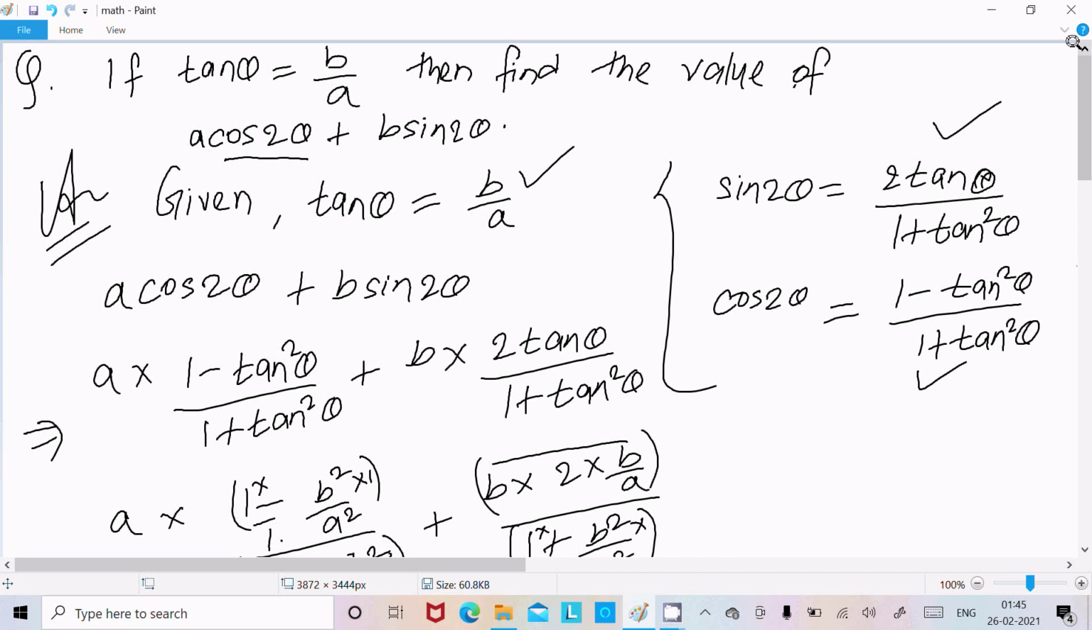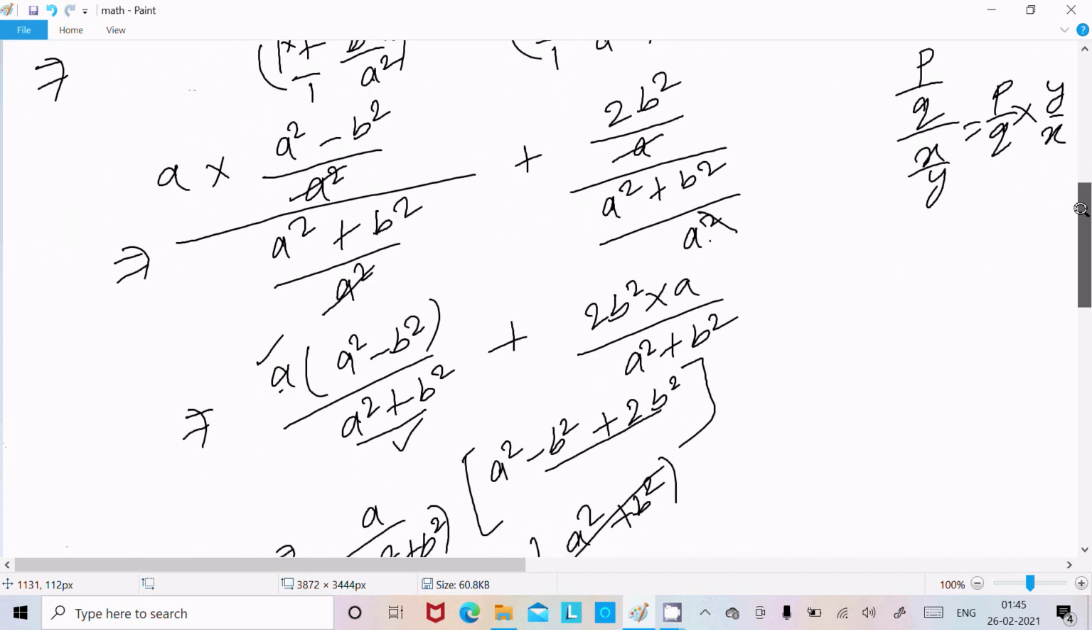So finally we get the value of a cos 2θ plus b sin 2θ, the value is a. So this is the way we can solve this kind of question.